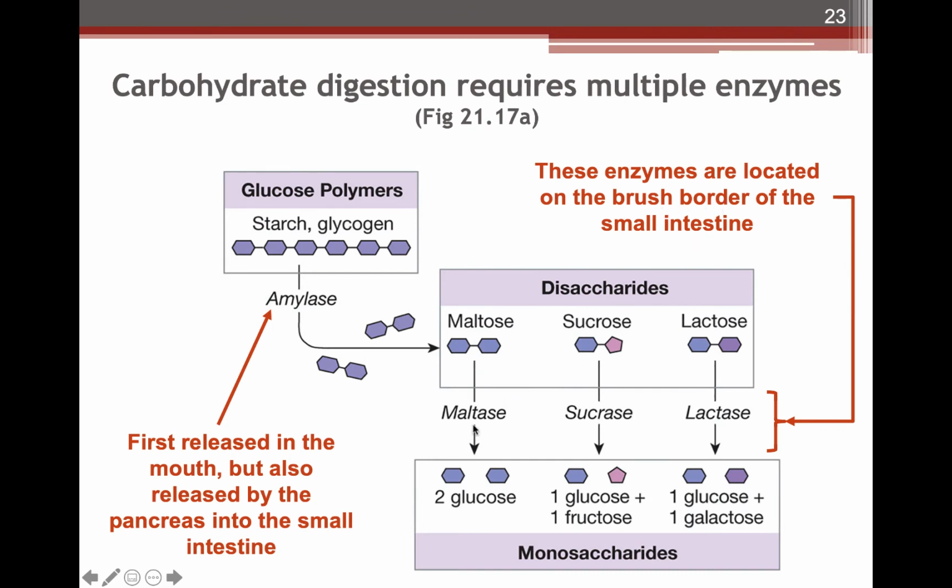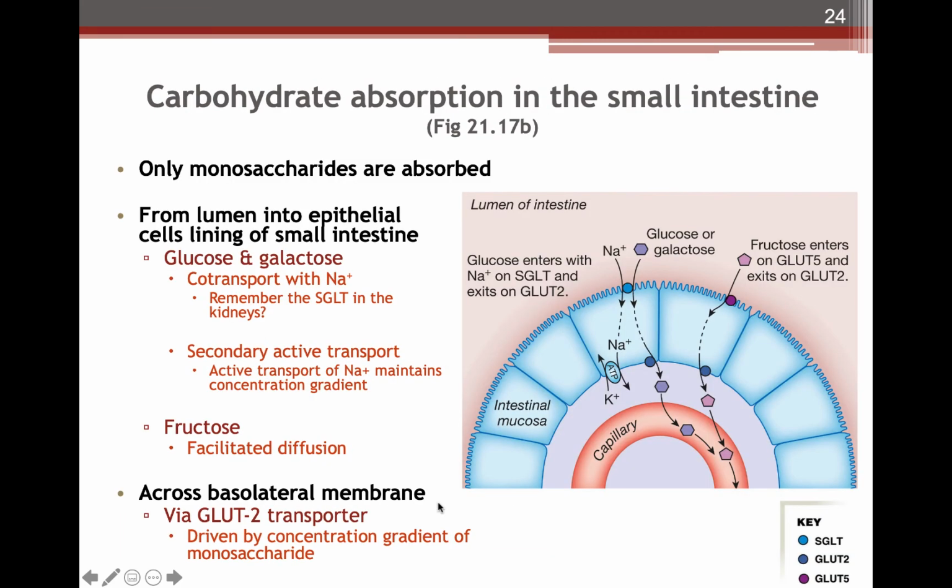So these enzymes here, maltase, sucrase, and lactase, are just attached to the brush border of the small intestine. And so maltase converts maltose into 2 glucose monomers. Sucrase cuts sucrose into 1 glucose and 1 fructose. And then lactase tears apart lactose into 1 glucose and 1 galactose. And so by this time now, we've got all of these monosaccharides ready to be absorbed. And that's what's being shown on this figure right here.